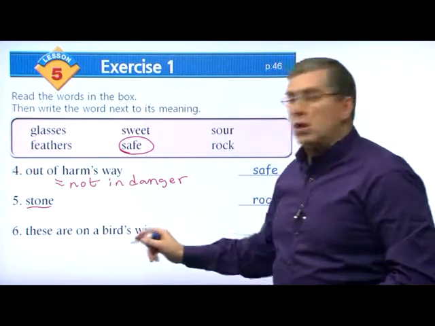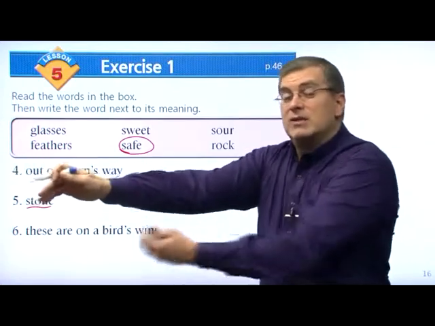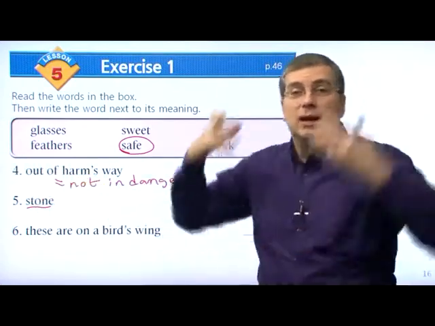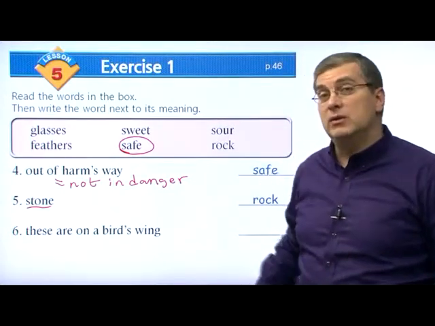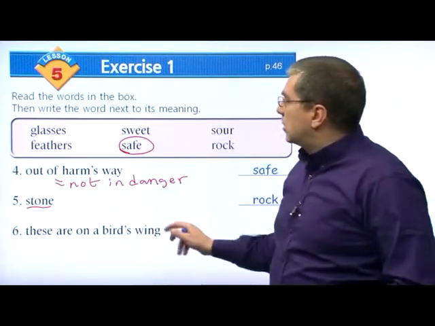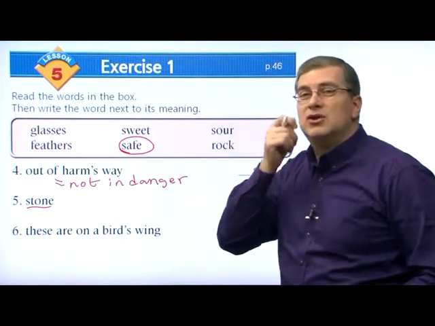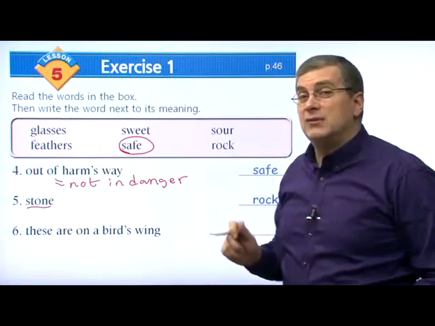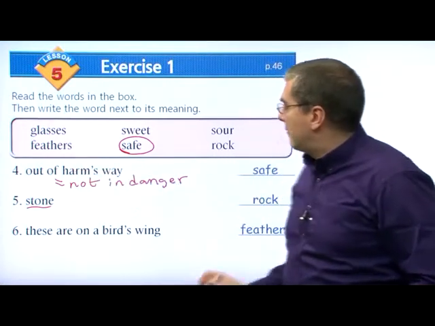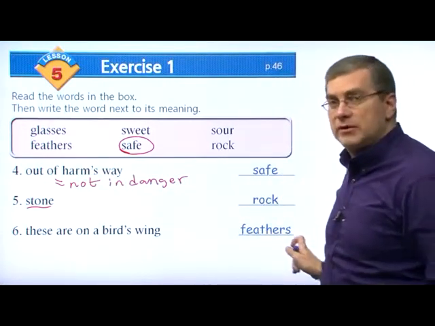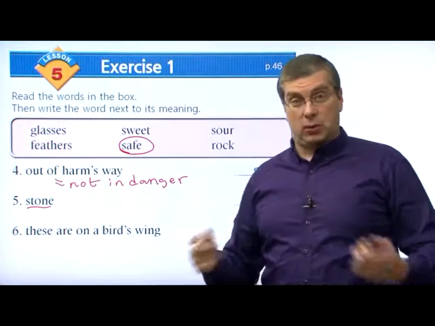Okay, number 6. These are on a bird's wing. A bird has many of these. By the way, not just on the wing, but the bird has them all over their body, on their tail too, right? On a bird's wing, it's very soft. If you touch it against your skin, it's very soft. The bird has many feathers. Feathers. So those are our words for this unit.